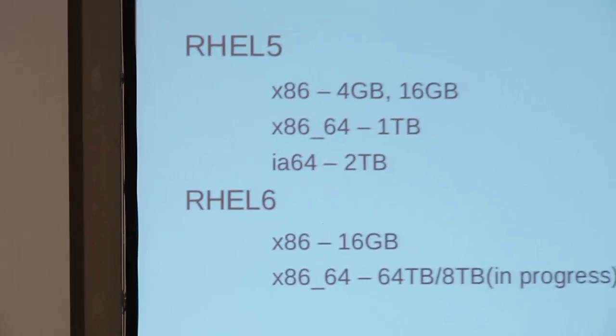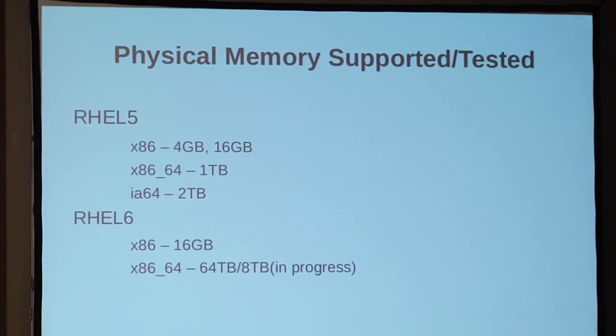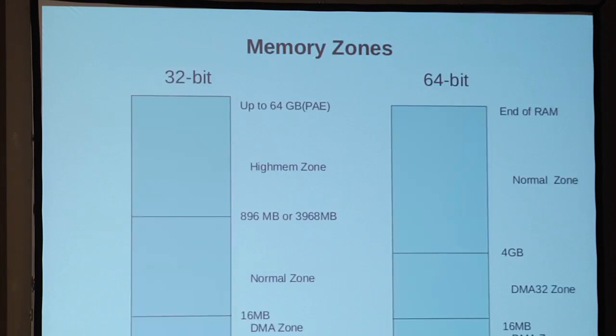On RHEL 5, we don't support any more than 1 terabyte. We're limited to 2 to the 40th power, and that can never change without breaking the KABI. So RHEL 5 is not going to run on larger systems. It'll run on them, it just won't see any memory above 2 to the power of 40. And on RHEL 6, it's up to 2 to the power of 46, which is 64 terabytes.